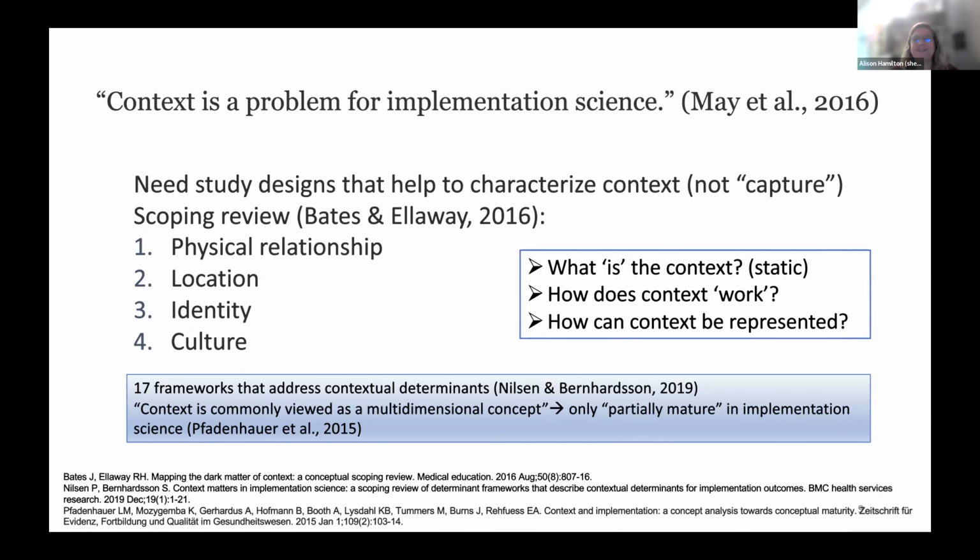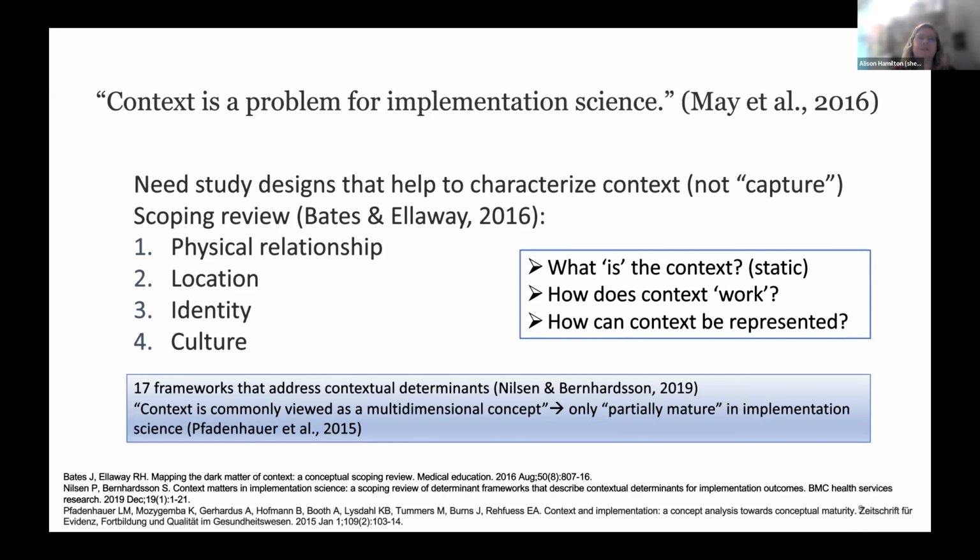We can do a lot to characterize context, but it's always going to be changing, moving, very dynamic. And so qualitative methods are very well suited to this ever-changing environment in which implementation is happening. We can think about context in many different ways. A fairly recent scoping review characterized 4 dimensions of context: physical relationship, location, identity, and culture. Those are 4 aspects that are pretty commonly assessed when looking at context. And on the right, I just raised some questions for us to ponder as we go through this session.